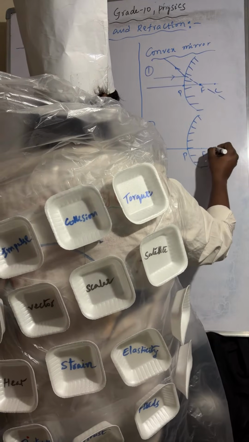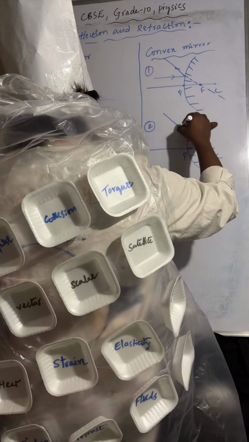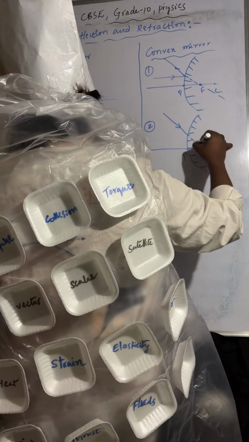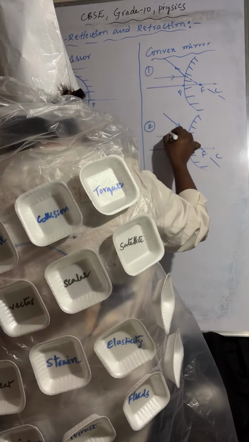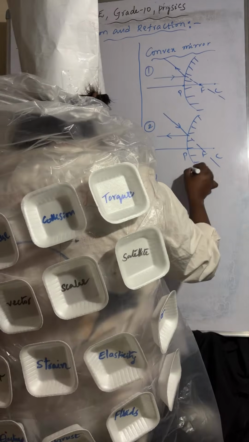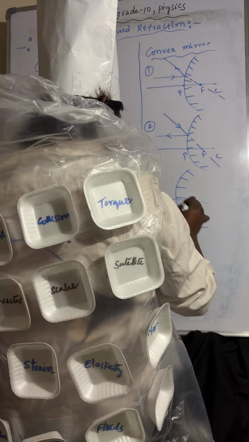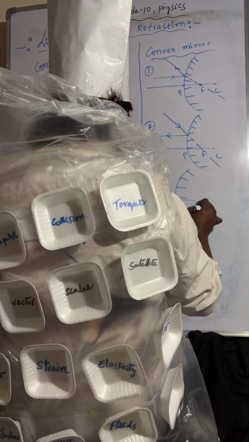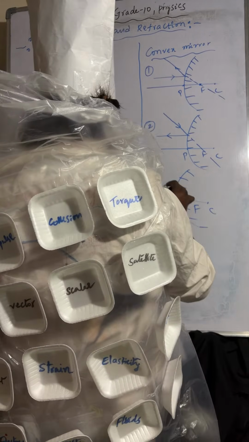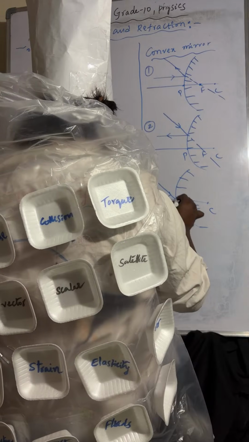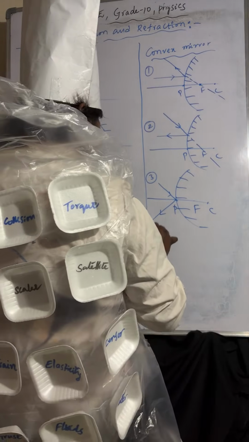Pole, focus, center of curvature, light ray passing through focus. So after reflection it moves towards infinity. Third one. Pole, focus, center of curvature, light ray incident at the pole, it reflects back. Coming to the fourth one.